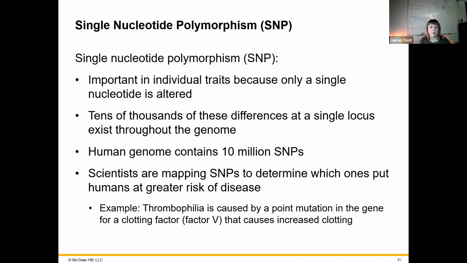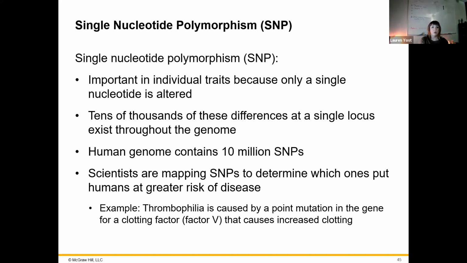The human genome has about 10 million single nucleotide polymorphisms, so a single change in a nucleotide. They're trying to map those differences to see which ones put people at greater risk for specific diseases. If they understand that single change at that specific location, what is it going to make someone more likely to have? So that's the idea of how that would work.